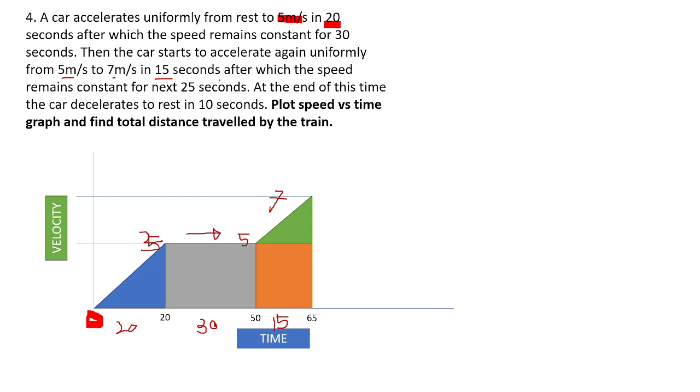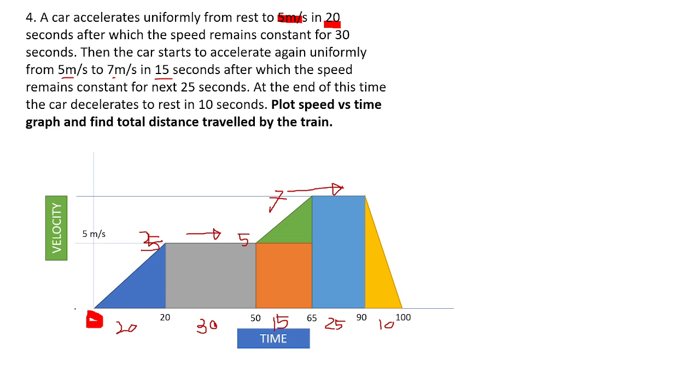Then after which the speed remains constant for another 25 seconds. Now the velocity remains at 7 meters per second. There's no increase in speed. That's a total of 90 seconds. And then from there on, you decelerate to rest, meaning 0, for 10 seconds. The velocity here is 0, so that is a total of 100 seconds.